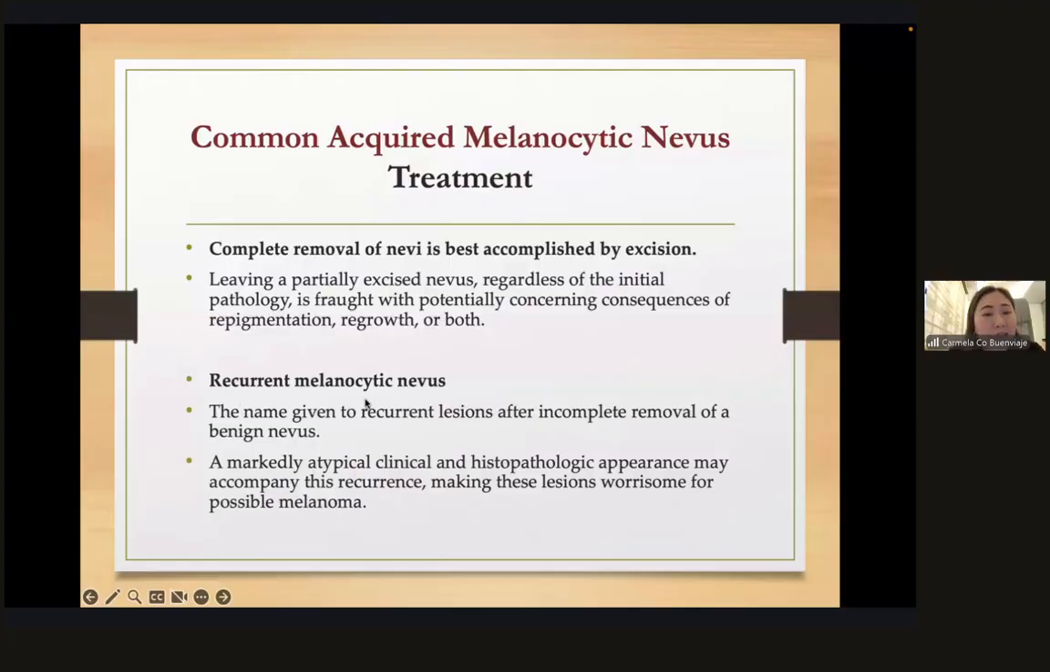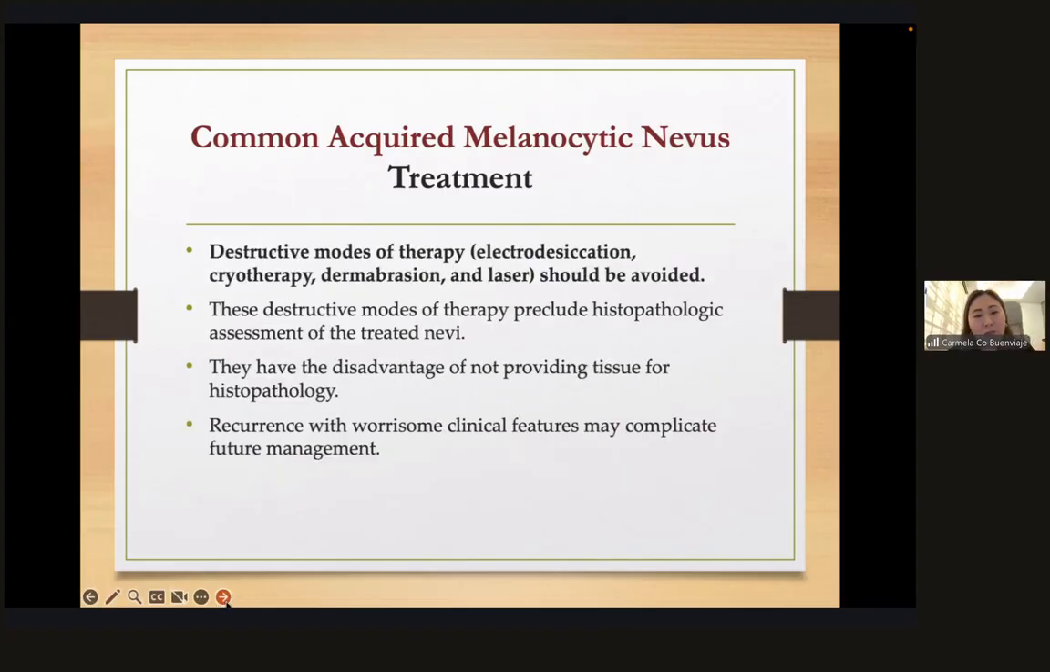And recurrent melanocytic nevi is the name given to recurrent lesions after incomplete removal of the benign nevus. Recurrent melanocytic nevi can present a markedly atypical clinical and histopathologic appearance, making these lesions worrisome for possible melanoma. So if a benign nevus was removed incompletely, it could even turn into a melanoma or show features of melanoma.